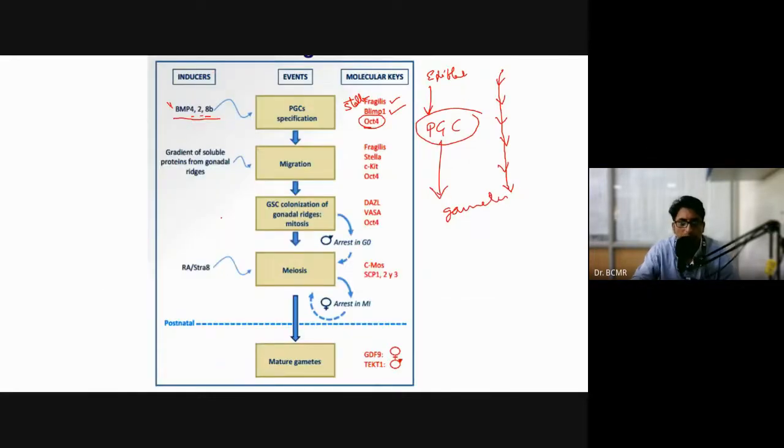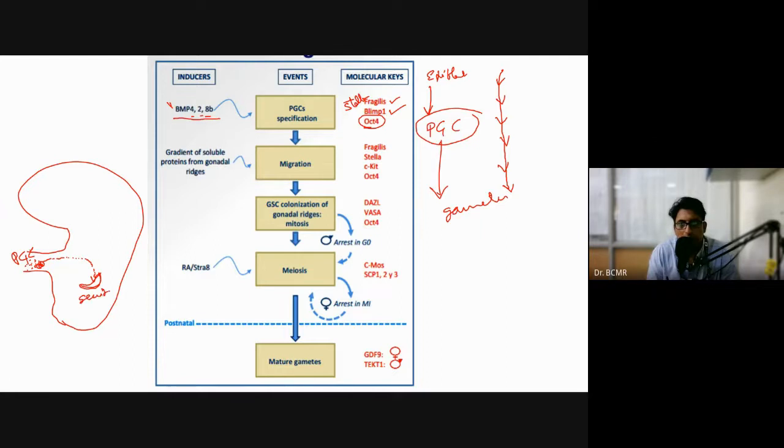I will try to discuss this at a later time, but let's see, if this is a growing embryo, this is where the gonadal ridge is, and somewhere around this place the primordial germ cells form, and from there primordial germ cells should travel and then colonize the genital ridge. This is the genital ridge.